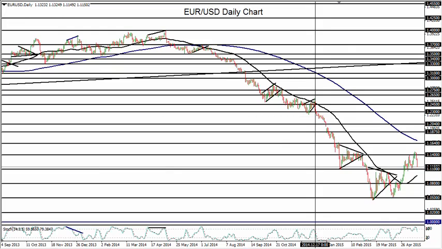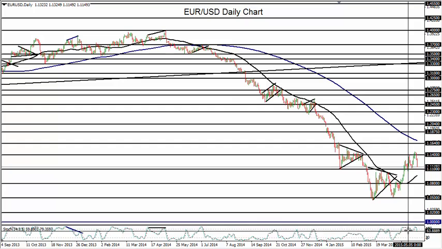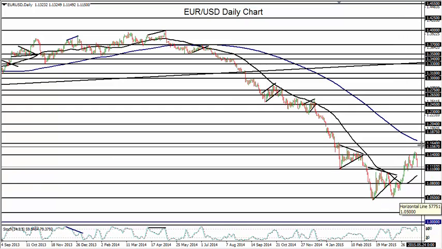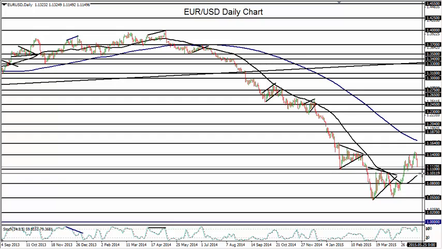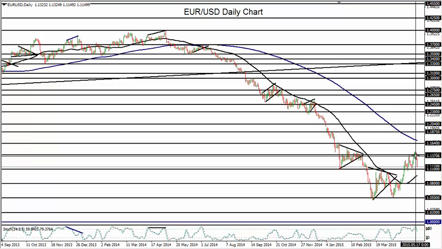Okay, let's first take a look at the currency pairs. Here I have the euro dollar in front of me. Now, as we can see here, price action on euro dollar has dropped within the last 2 days, including today, after hitting a high just above the 114 resistance level.